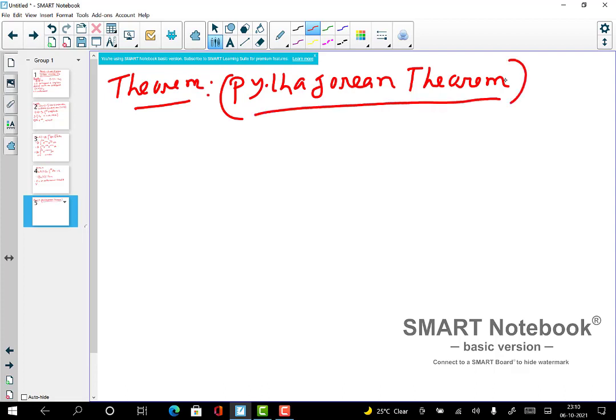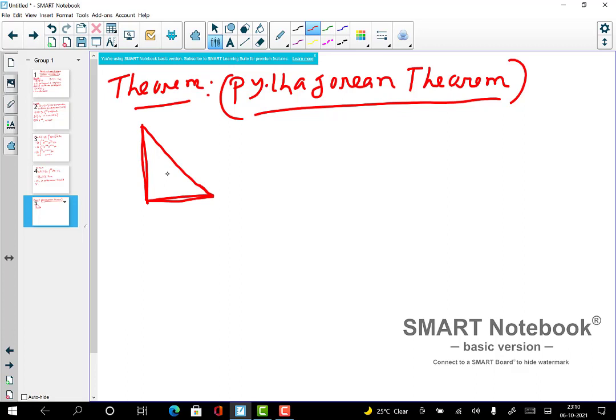Now, I hope everybody knows it from their school. So if we have, for example, a right angle triangle, then the base square plus the side square equals the hypotenuse square, right?